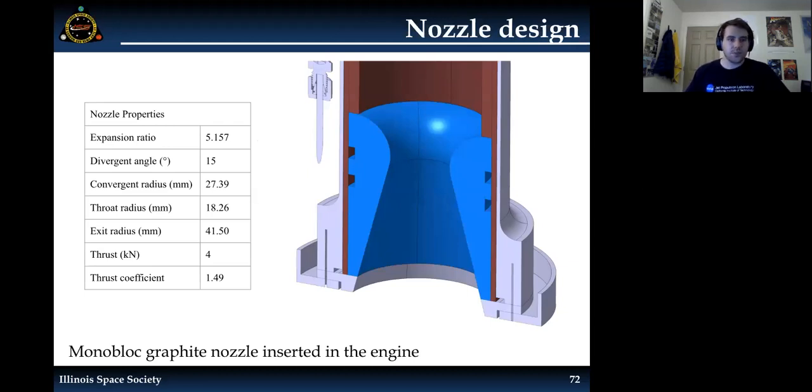So some of the final properties would be an expansion ratio of 5.157, which means the area here would be about 5 times the area right there. The divergent angle, which is the angle this makes with the vertical, is 15 degrees. Then you have various other radii: the convergent radius here at the throat at the center, and the exit radius, which is here. And then also the thrust of 4 kilonewtons, and a thrust coefficient of 1.49.